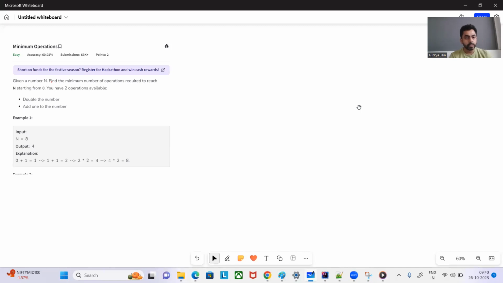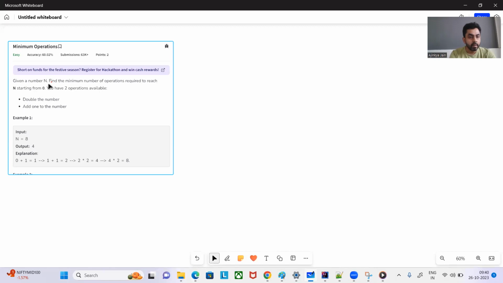That is minimum operations. So let's see what the problem says. Given a number n, find the minimum number of operations required to reach n. Starting from 0, you have two operations available, right? One of the operations is double the number, and the other operation is add 1 to the number.